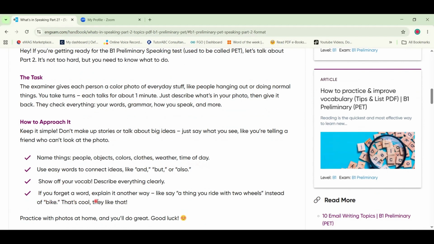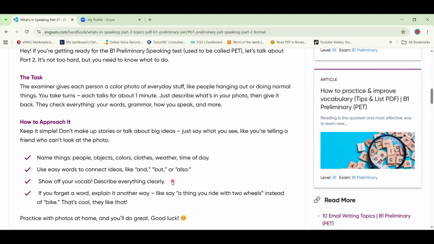If you forget a word, do not stop speaking. Instead, explain the word in another way. For example, if you forget the word bike, you can say, a thing with 2 wheels that people ride. This is a very good strategy because it helps you continue speaking naturally during the exam. The website also recommends using simple linking words like and, but, and also to connect your ideas.